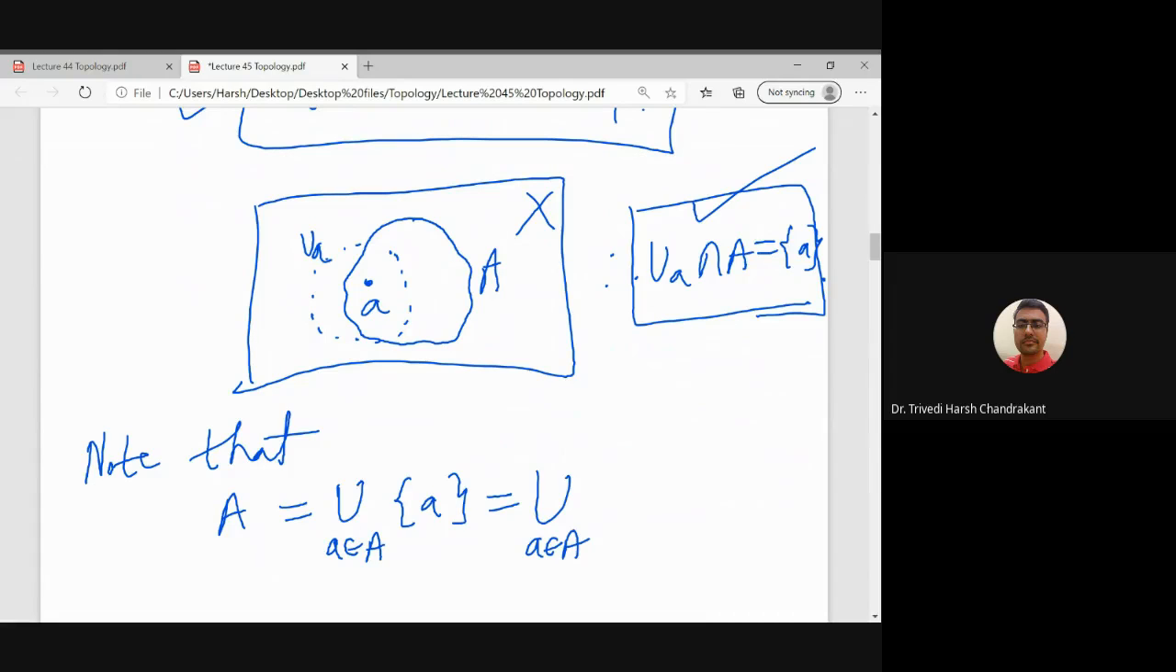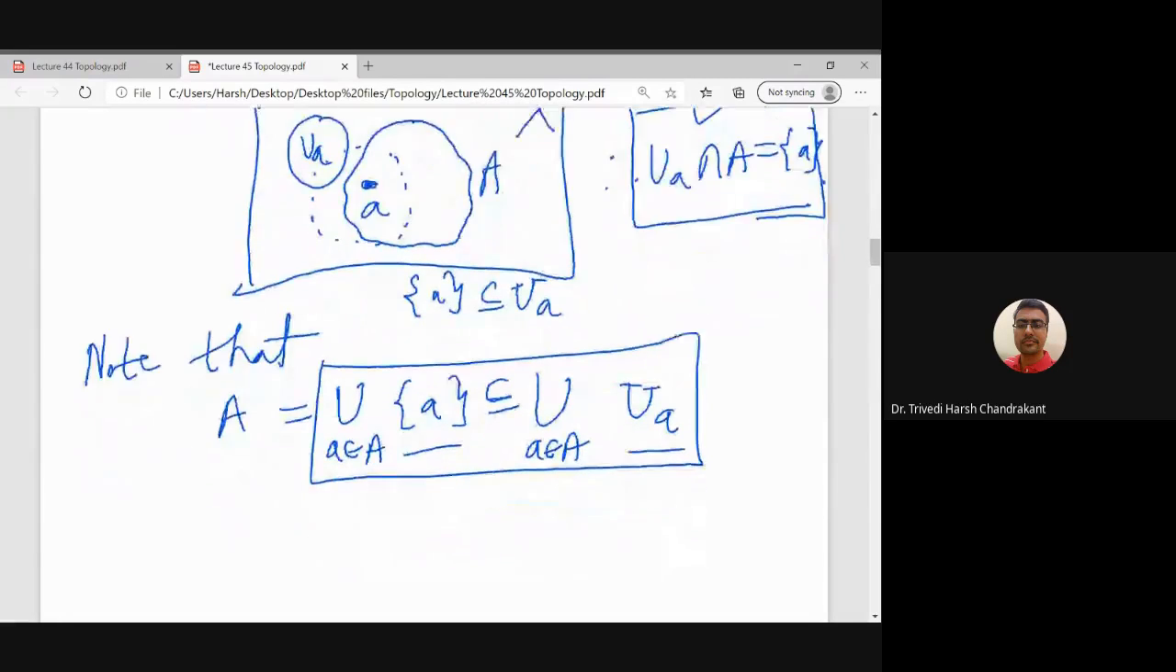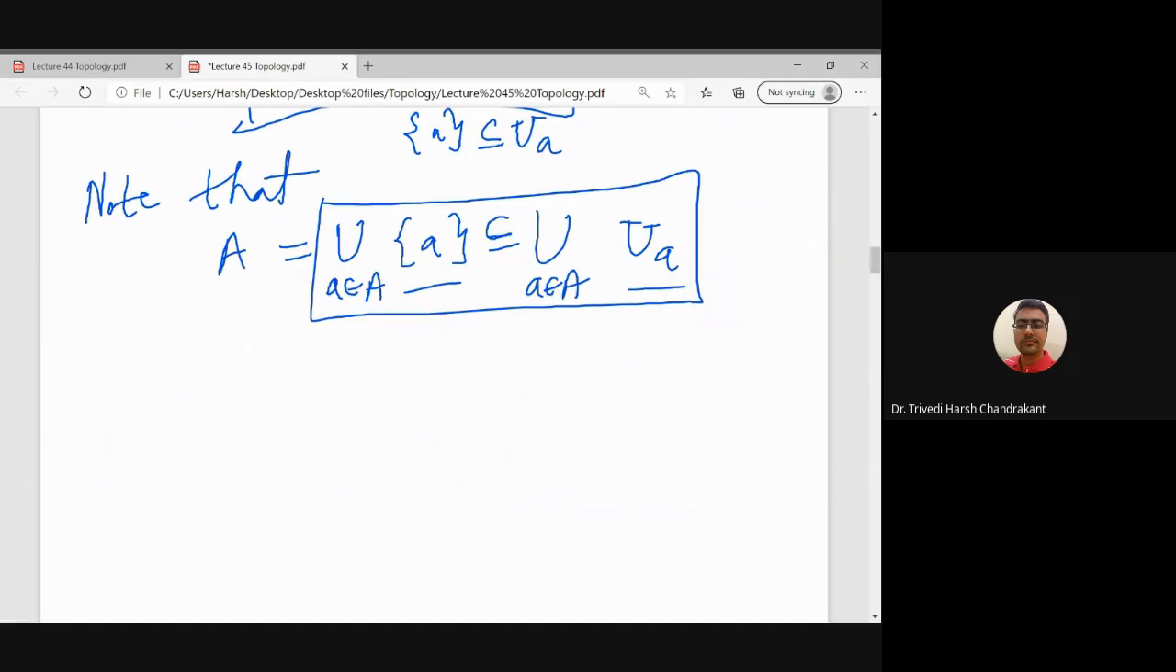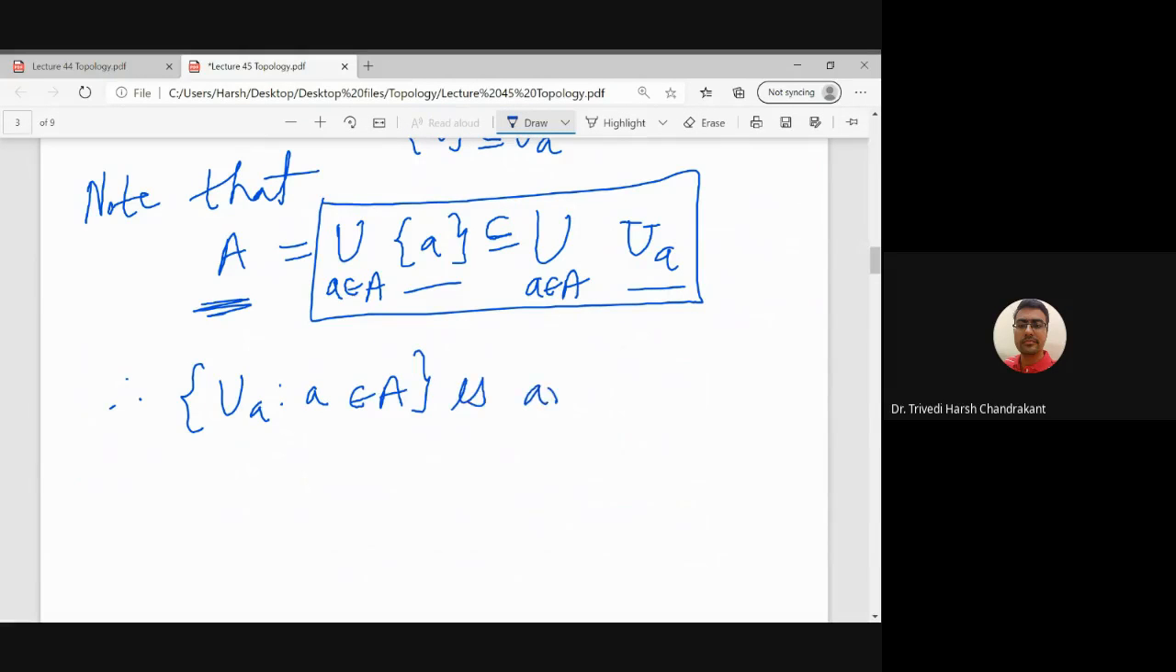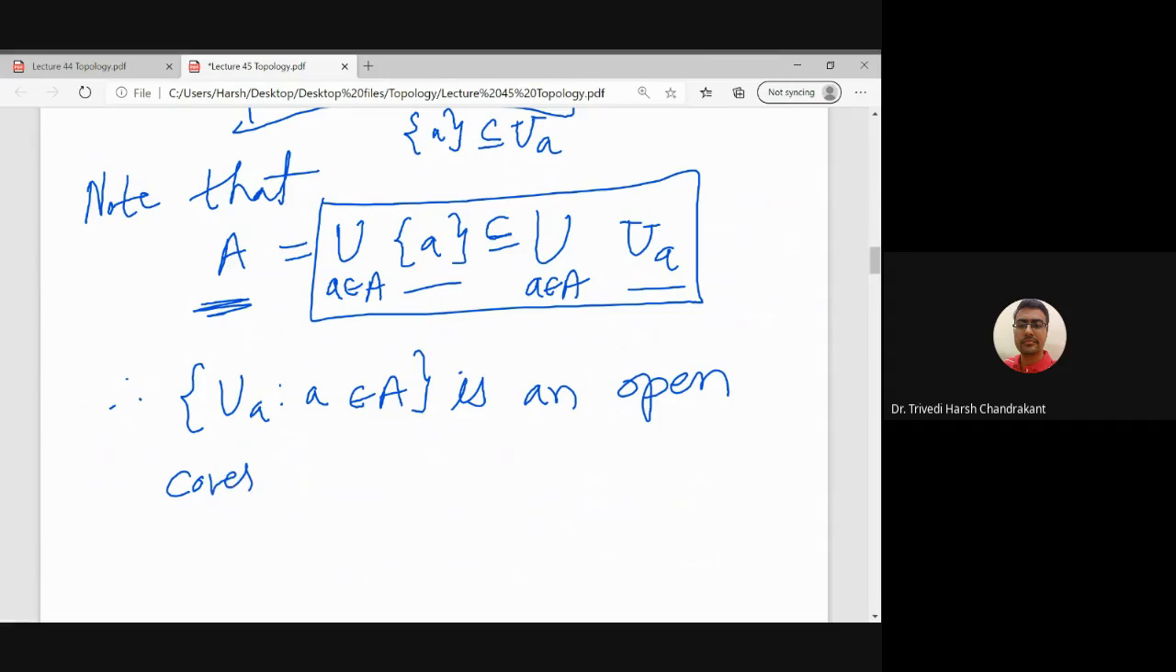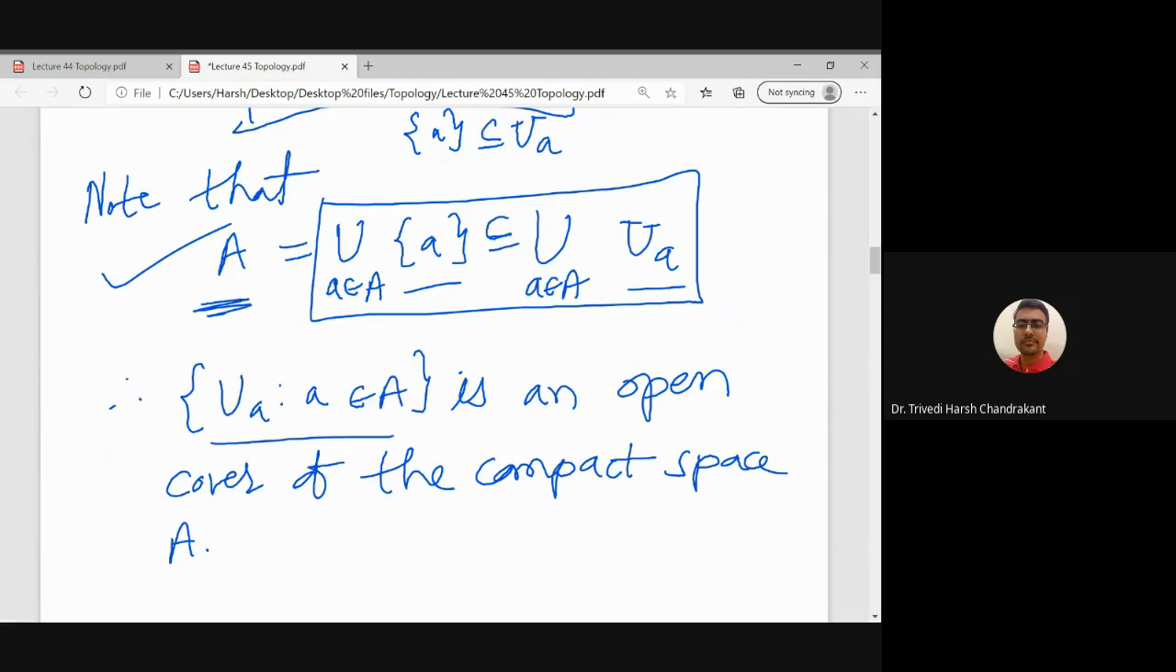So what we know is every point a belongs to U_a. So let us first use that every point a belongs to U_a. So singleton a is a subset of U_a, and then we take union on both sides, so we get this part. So now we have an open cover: U_a, a belongs to A, is an open cover of the compact space A. We know that A is a compact space, right? And this computation gives us an open cover of the set A.